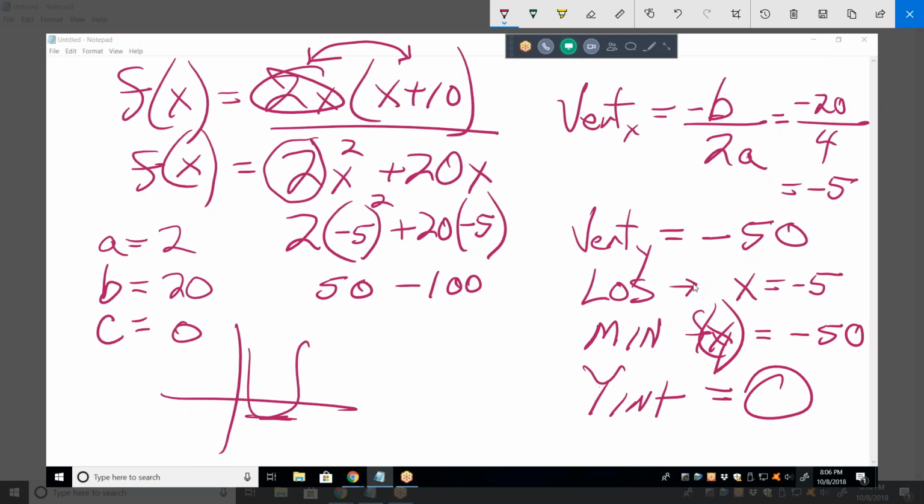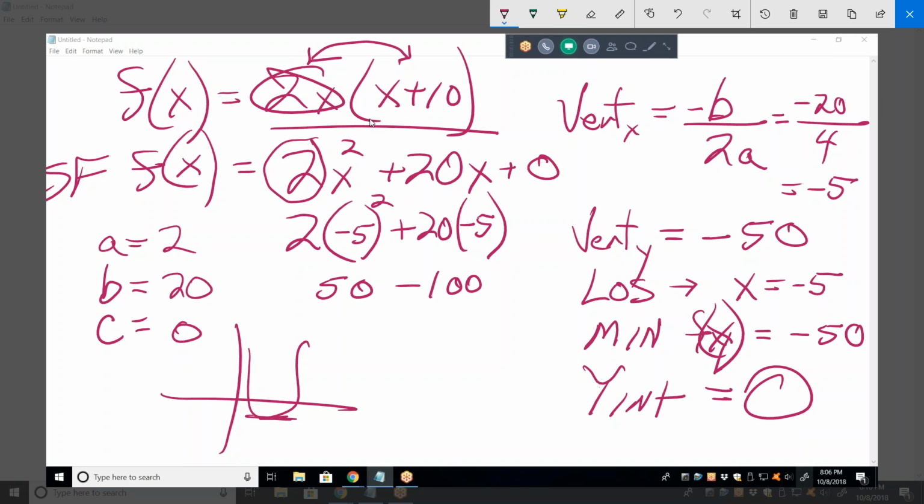All right. So this is the only one they've given to you that has not been in standard format, and it's not been in vertex format. So the easiest thing to do is just multiply it together, and you end up with standard format. Even though it doesn't really look like standard format because there's no constant, there is a constant. It's just not written. It's plus 0. And that's what makes it standard format.